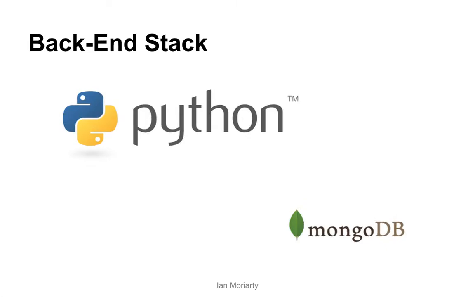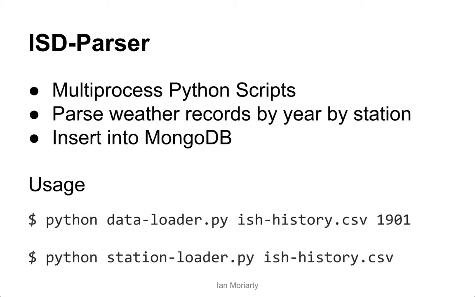So I started with a backend stack of Python and MongoDB. Python is a great language to just get quick scripts running, and Mongo is a pretty easy to work with database. It's a document store, which is pretty quick to get up and running on your system. And so I started with one application called ISD Parser. This is a couple of Python scripts that will go through this database, parse it, organize it, and insert it into a Mongo database.